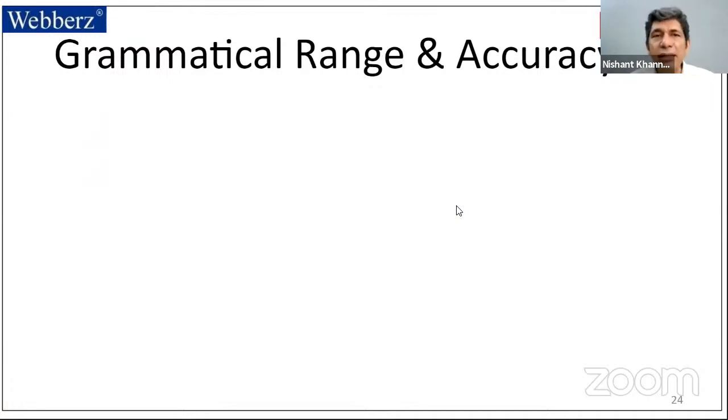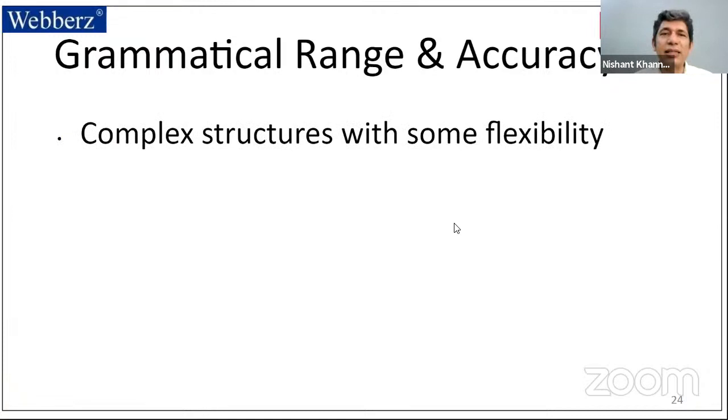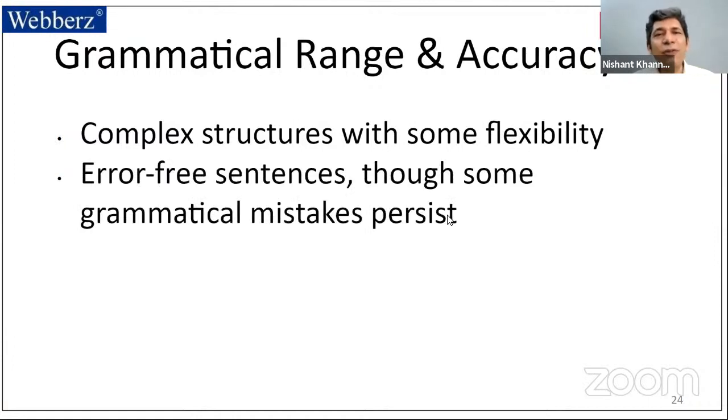What is the 7 band score in grammatical range and accuracy? The 7 band score is complex structures with some flexibility. The next thing is error-free sentences, though some grammatical mistakes might persist. I'm not going to say a large number of grammatical mistakes, but some of them are there. That is a band 7 score.